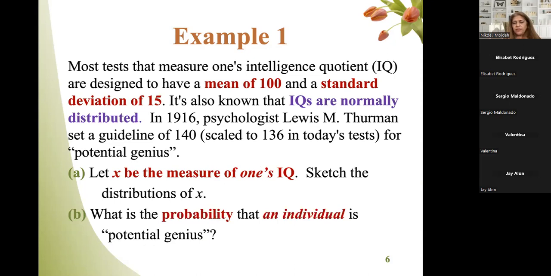What is the probability that an individual is potential genius? So being potential genius, what is the probability that someone is potential genius? It means anybody that has IQ 136 and higher is potential genius. So you have to find probability of X larger than 136, because if your IQ is 136 or higher, you are considered as potential genius.